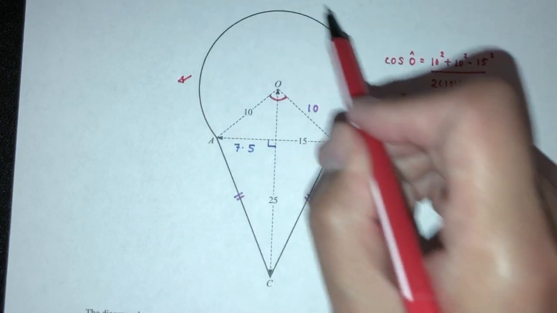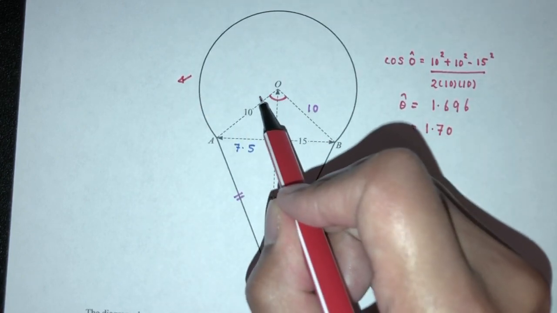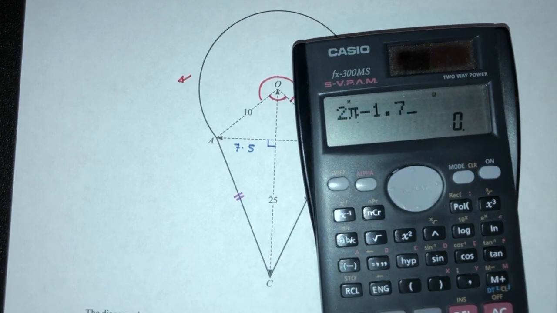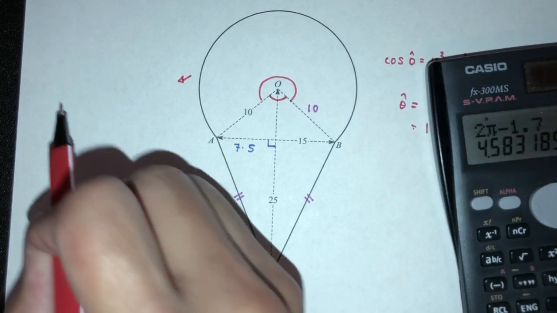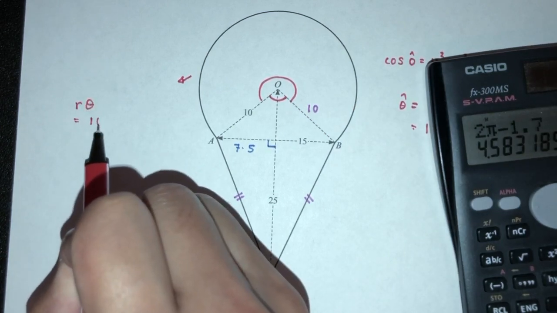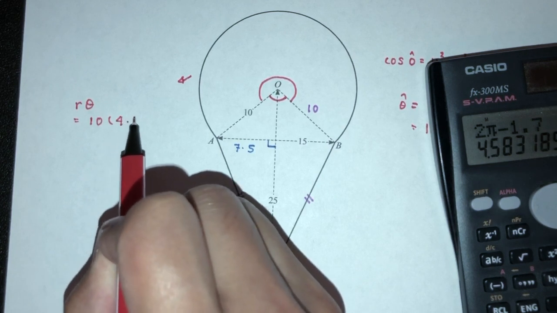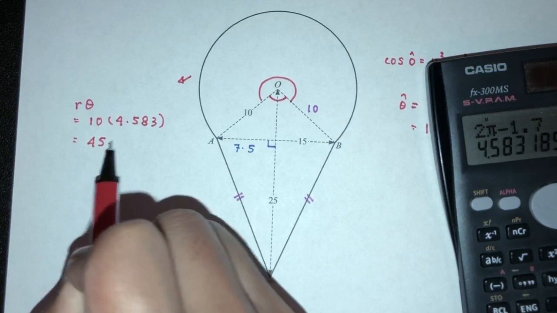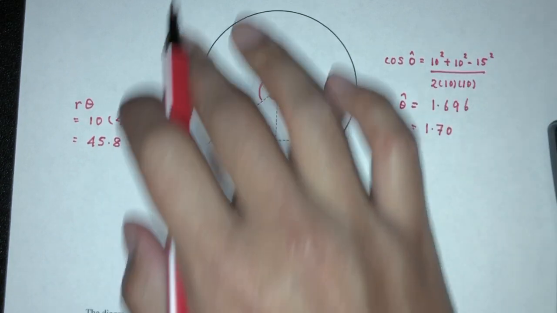What is the length of this one? If this is 1.7, what is the value of this one? Pretty easy. It is 2 pi minus 1.7. That will be this value. Now we know that the arc length is equal to r times theta, the angle. R is 10, times 4.583. That will be 45.8. So AB here will be 45.8.